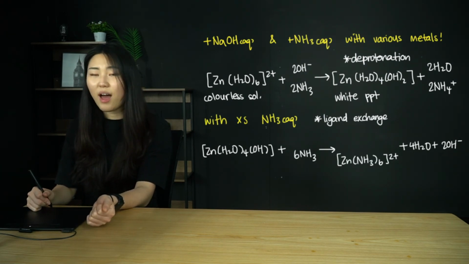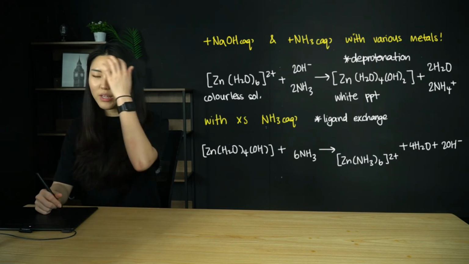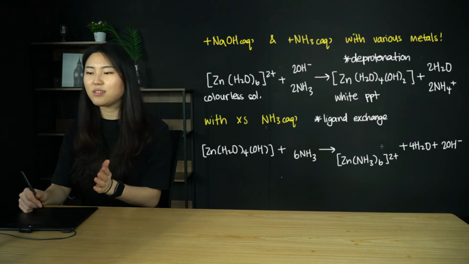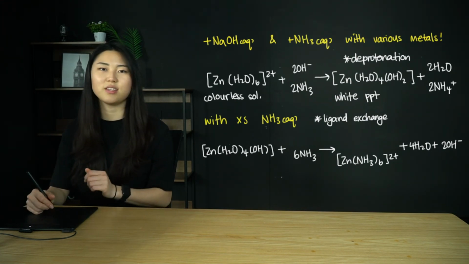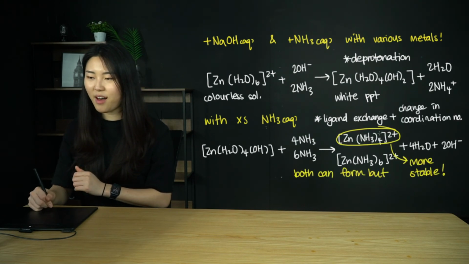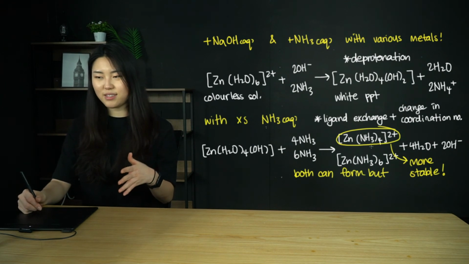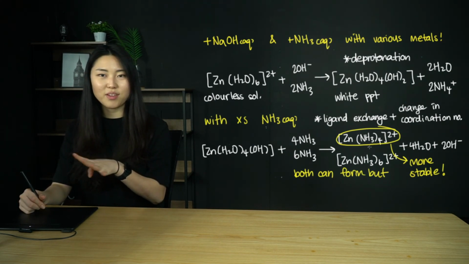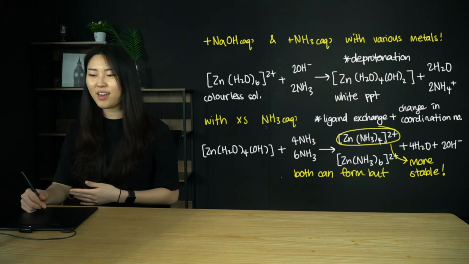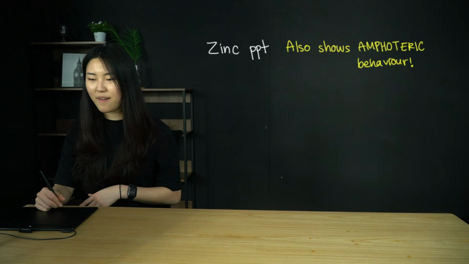And we could have 6 molecules of ammonia replacing all these ligands. In this case, though, we wouldn't have a coordination number change, right? It's just ligand exchange, okay? Both can form, but the zinc surrounded by 4 ammonia molecules, this complex is more stable, okay? So just know that. And we're going to see the amphoteric behavior of zinc as well.